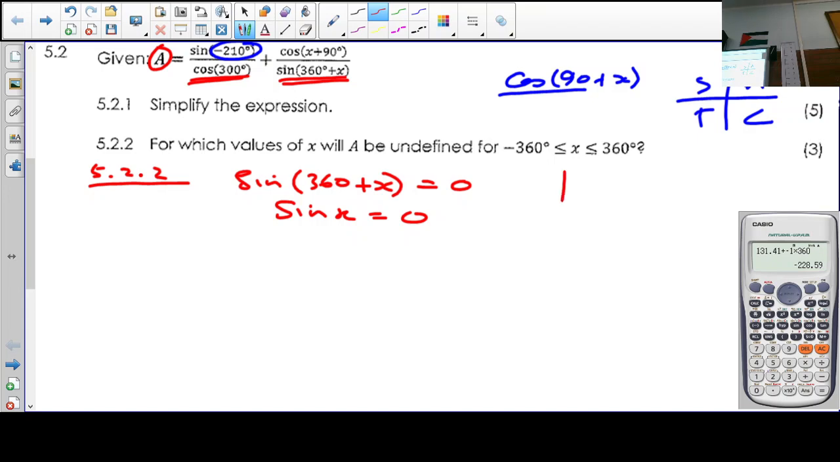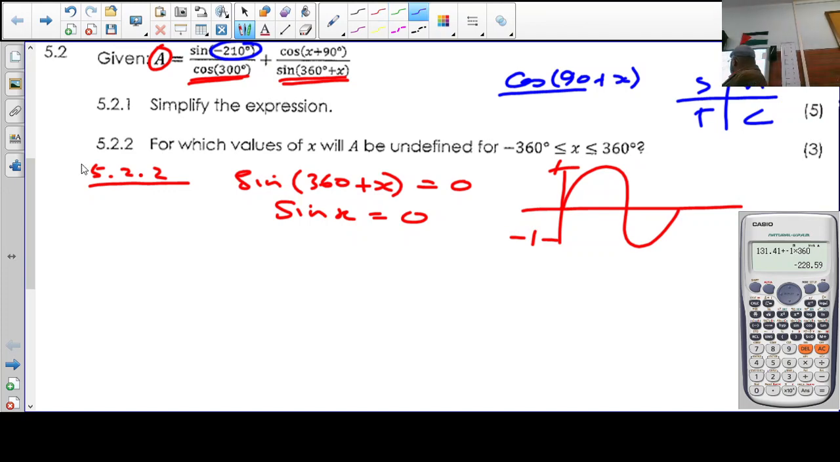If it's 1, minus 1 or 0, I take it to the sine graph. So I draw the sine graph. Okay? So there is a sine graph. So that is 1 and minus 1. So where is sine of x equal to 0? Remember that's 360. Is that 0? 180 and 360. Not so.